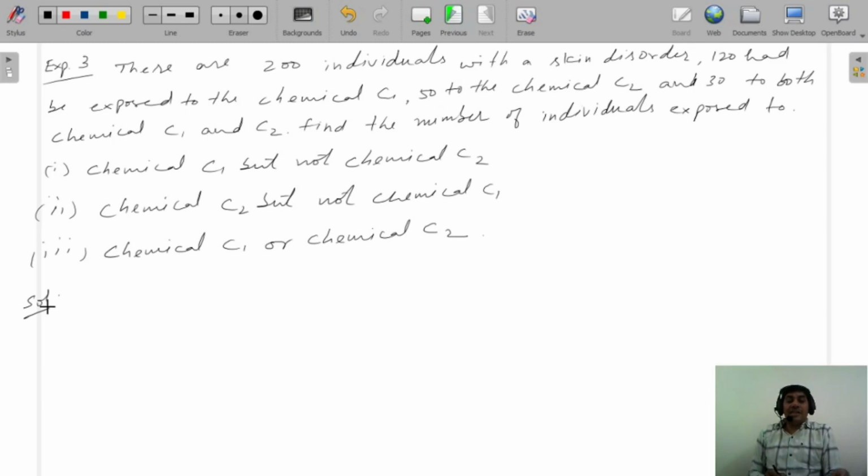It is given that there are 200 individuals with a skin disorder. Out of these 200, 120 had been exposed to chemical C1, 50 to chemical C2, and 30 to both chemical C1 and C2. So let capital X be the set of individuals with skin disorder.